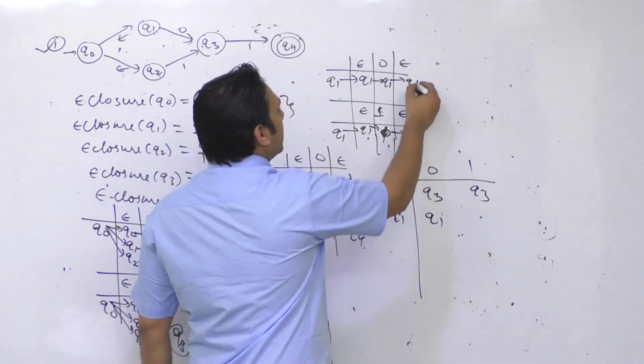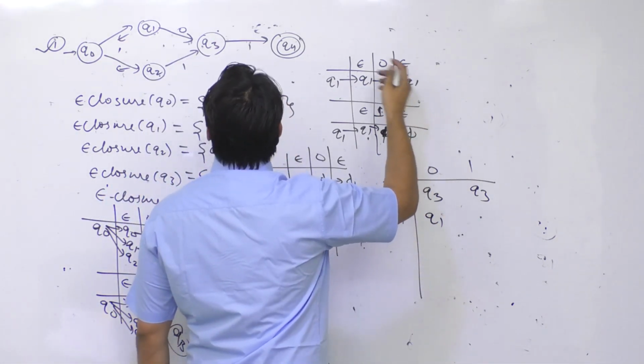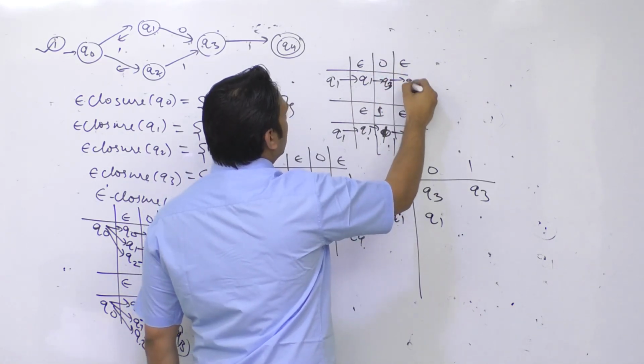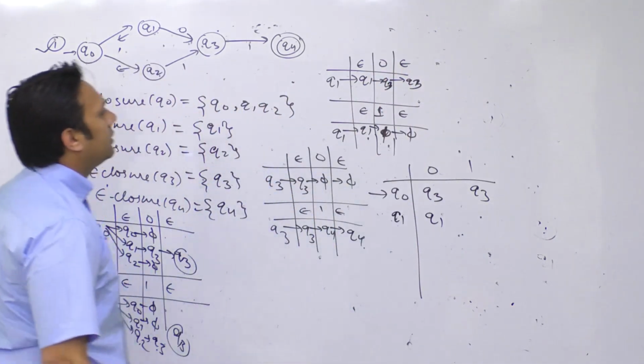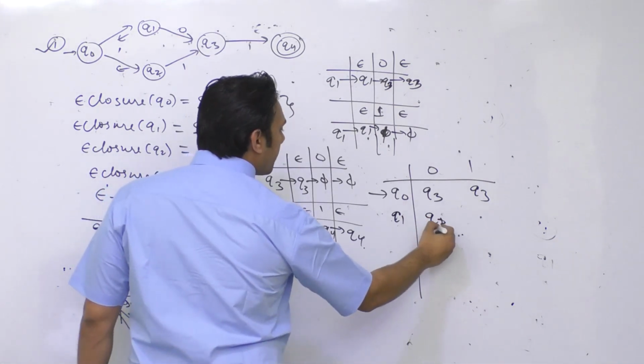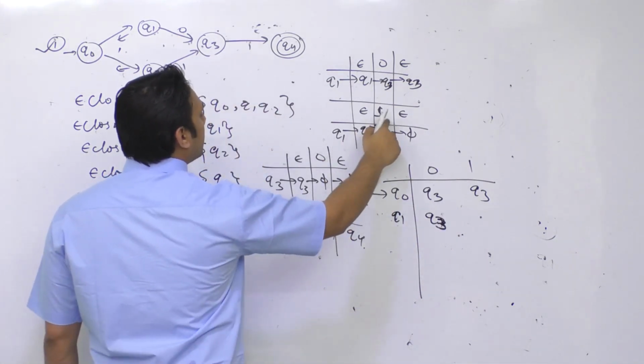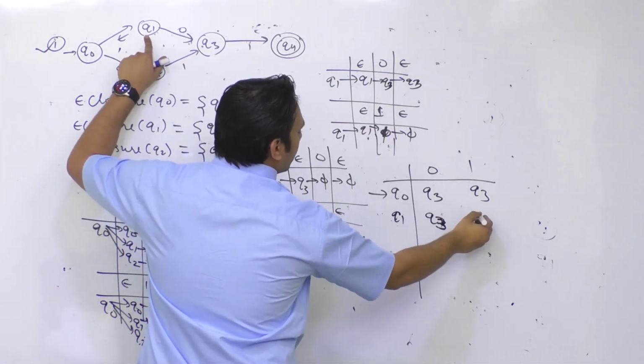So you are going to Q3. Symbol 0, Q1, this is Q3, and this is going to be Q3 again. So I've made a mistake here. This is going to be Q3 for Q1. If I give a symbol 1 to Q1, it is not going anywhere.